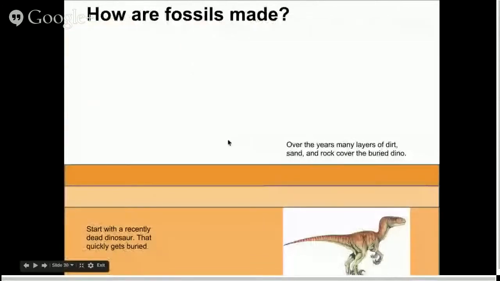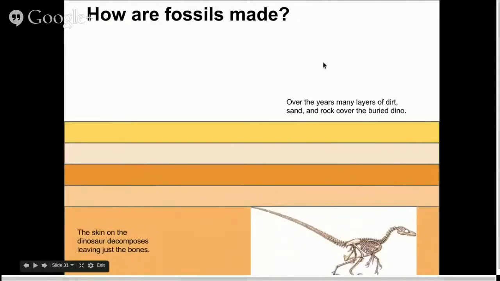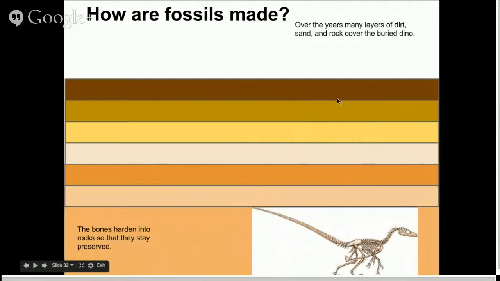How are fossils made? So it starts off with sand or rock covering a recently dead dinosaur, or maybe the sand or rock covers the dinosaur and kills it. Okay, then even more gets buried on top of it, and some of the skin and stuff decomposes, just leaving the bones. More and more rock buries it until it gets squished and eventually hardened.